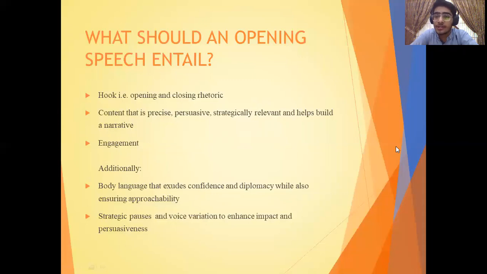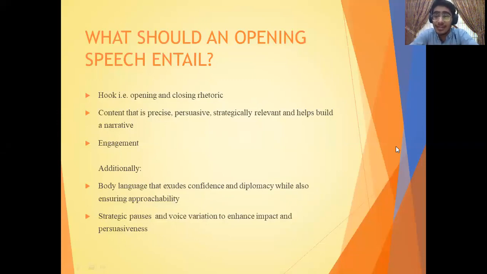Third thing that is important in an opening speech, and something that most delegates miss out on, is engagement. Engagement meaning that you have to engage with and recognize the contributions of all those who have spoken before you and all those who are going to speak after you. This is very crucial, and I'm going to develop more on this later.